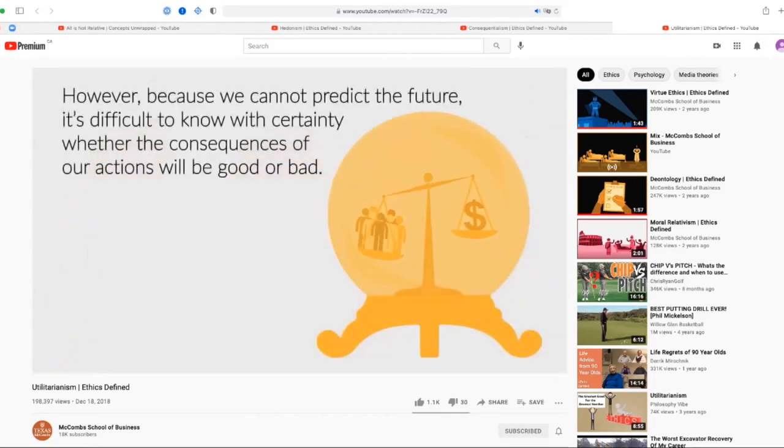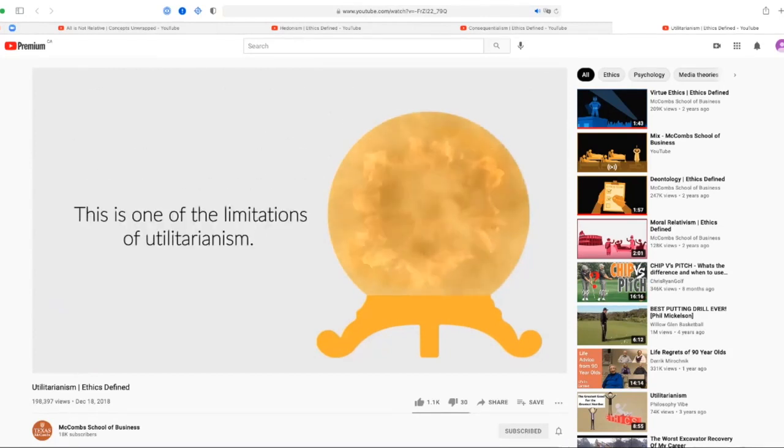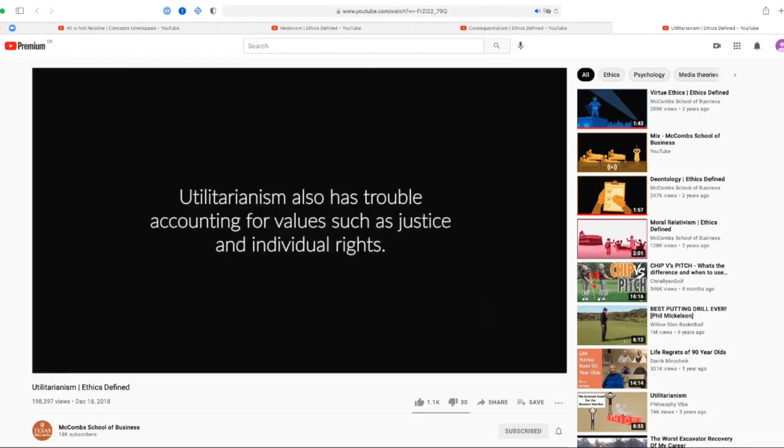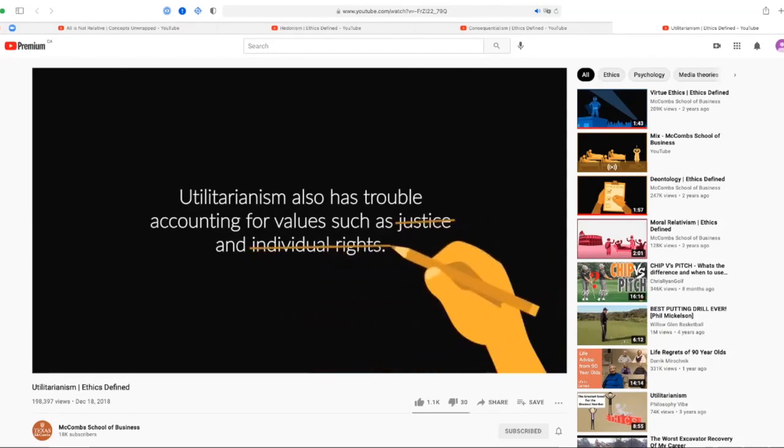However, because we cannot predict the future, it's difficult to know with certainty whether the consequences of our actions will be good or bad. This is one of the limitations of utilitarianism. Utilitarianism also has trouble accounting for values such as justice and individual rights.